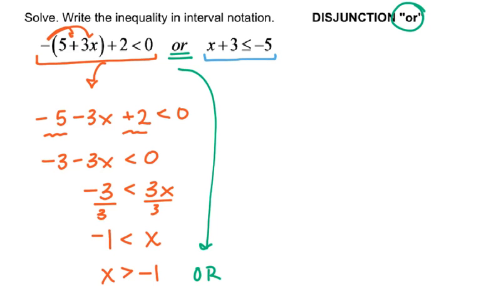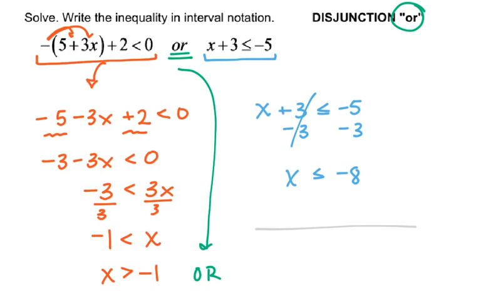So remember, we have the word or in between. And for my other inequality, that is x plus 3 less than or equal to negative 5. This one really has just one step to solve. I'll subtract 3 from both sides. I have x is less than or equal to negative 8. So let's look at this. Negative 8 is less than negative 1. So less than or equal to negative 8 means we shade to the left, and greater than negative 1, use a parenthesis, and we shade to the right.